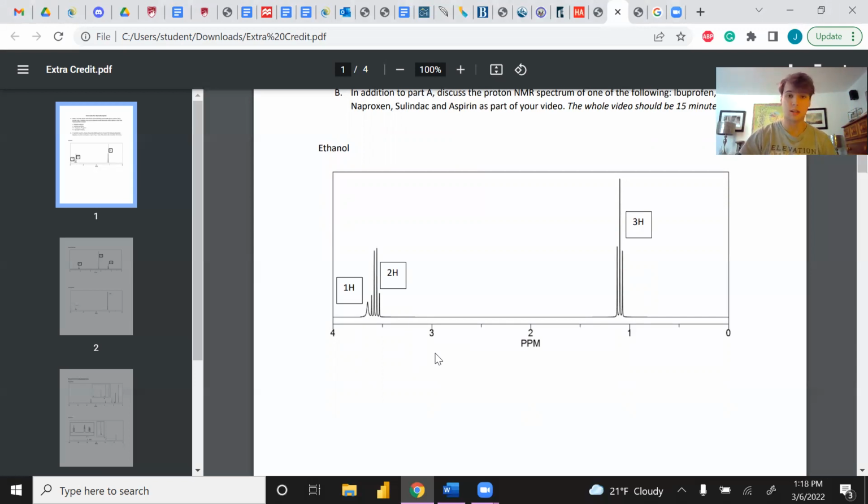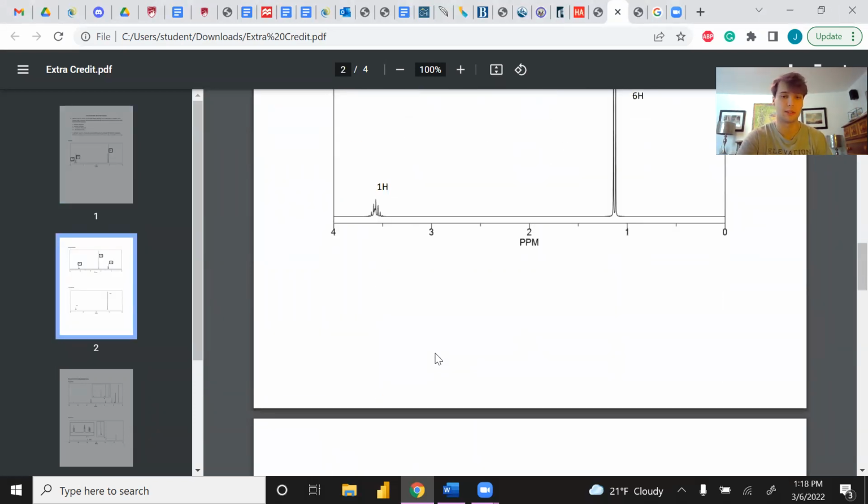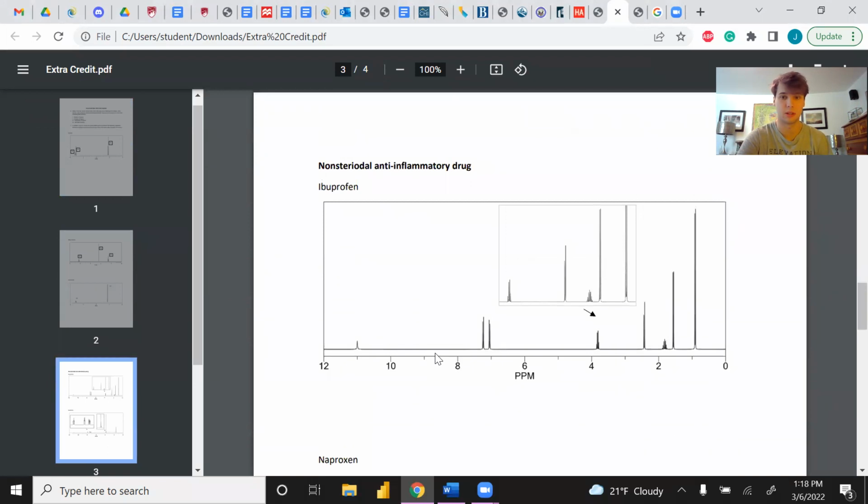All right. Now that we've covered the NMR of ethanol, we're going to go into ibuprofen, which is here.